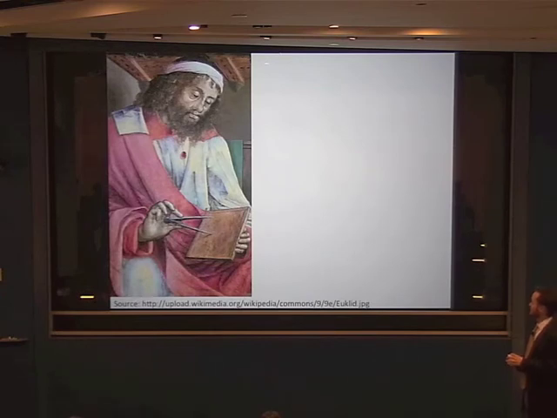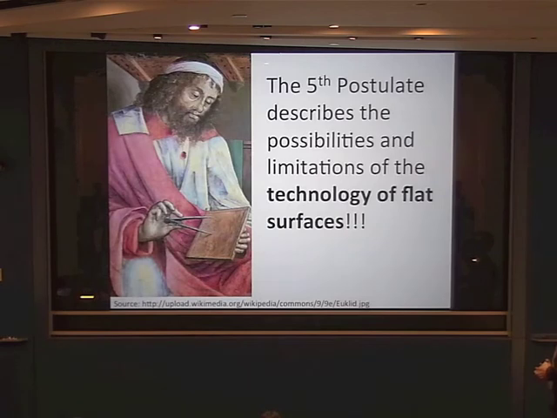This picture gives a wonderful hint. If we look at his right hand, he's holding his piece of technology, the compass. But what he didn't realize at the time is that in order to actually create a construction, you needed something to construct on. And so it's possible to think of the 5th postulate as describing the possibilities and limitations of the technology of flat surfaces.